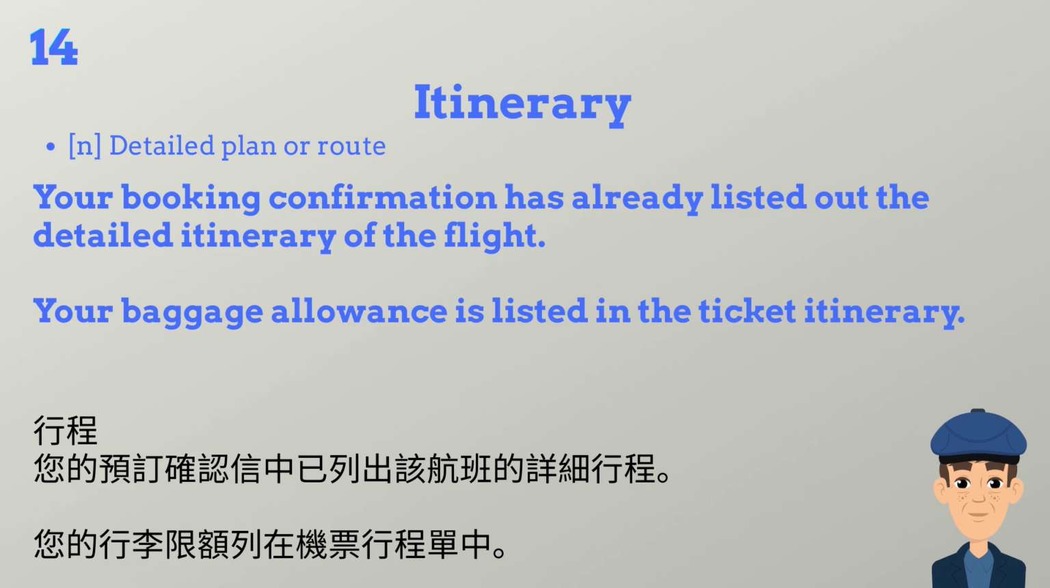Itinerary. Examples: Your booking confirmation has already listed out the detailed itinerary of the flight. Your baggage allowance is listed in the ticket itinerary.